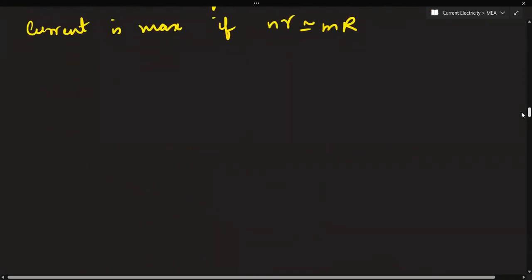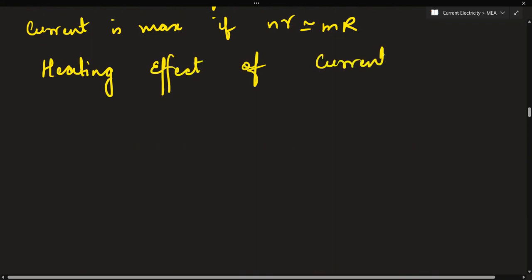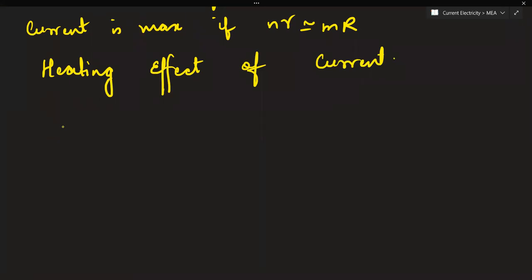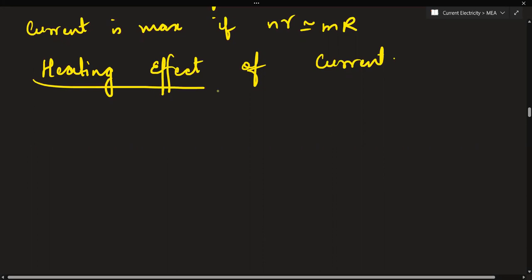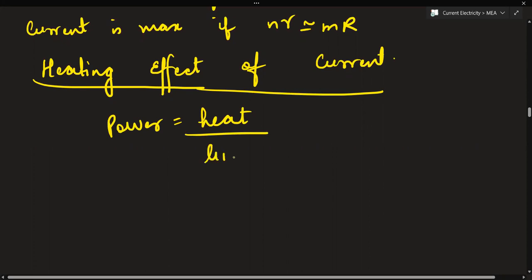One more thing that was left was the heating effect. The heating effect of current also has a single formula. Whenever current passes through a resistor, part of the electrical energy is dissipated as heat. That's why we study the heating effect of current. Heat dissipated per unit time we call power. Power is heat dissipated per unit time.